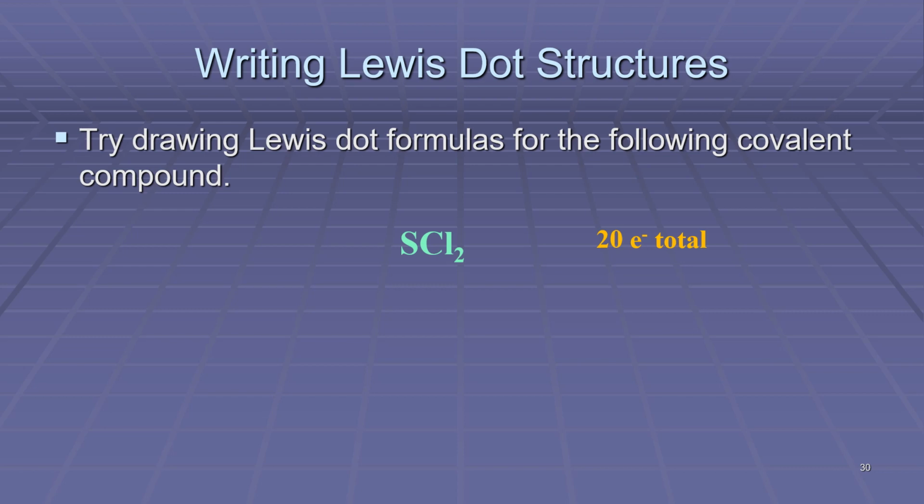All right, let's do another example, the compound SCl2. Again, we have 20 valence electrons. How do we get that? Sulfur is in the 6th column, 6A, and chlorines are in the 7th column, so 2 times 7 is 14, and that's where the 20 comes from. We start by putting the S in the middle and making bonds to each of the chlorines. We've used up 4 electrons to make those bonds, so we have 16 left.